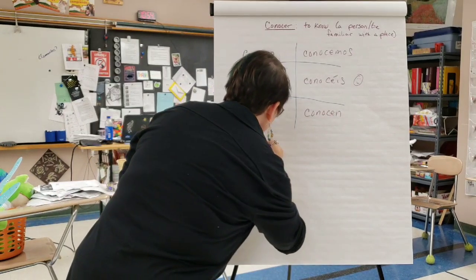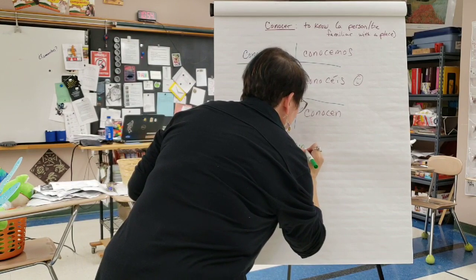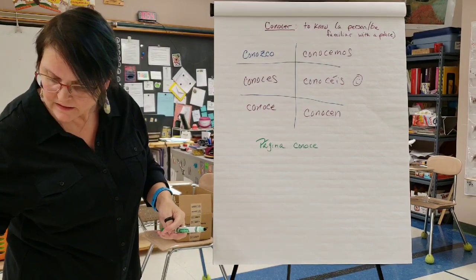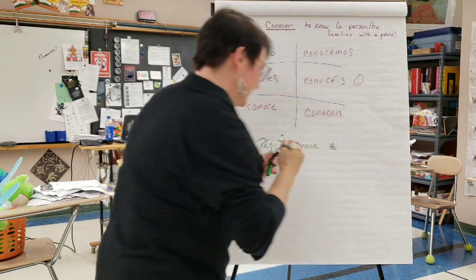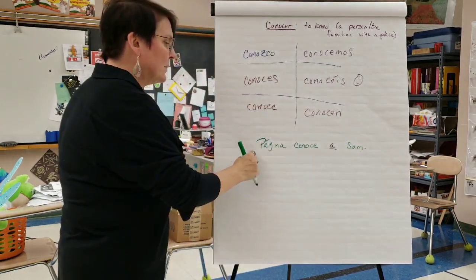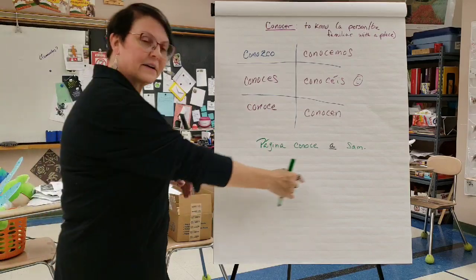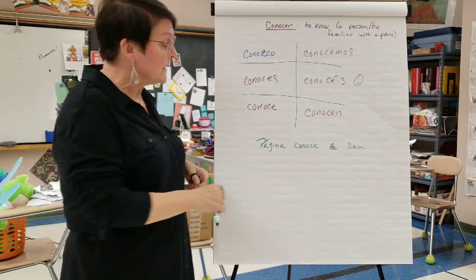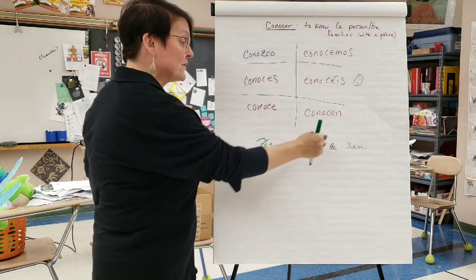So we have Paige conoce a Sam. Okay. So Paige knows Sam. Now you'll notice this little a, and I did write it in another color. The deal there is that's called the personal a. And what that means in a sentence is that, hey, there's a person coming after this. Hello, there's a person. It's the personal a.